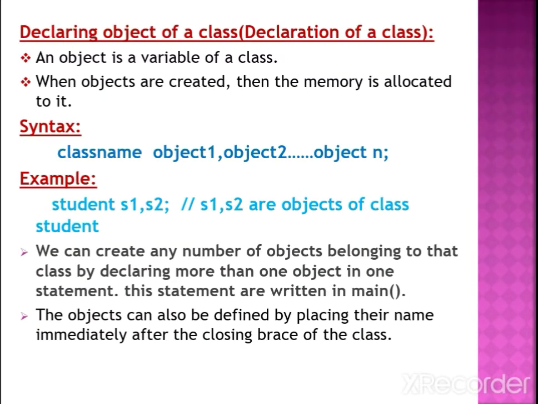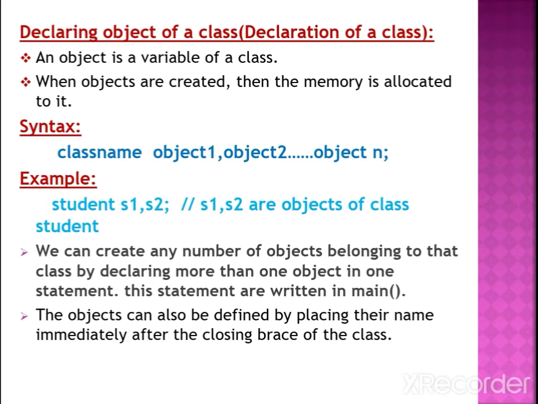How to declare an object inside a class. An object is a variable of a class. When objects are created, memory is allocated to them. Syntax: class name, that is the name of the class, object 1, object 2, up to object n. These are objects. We can create any number of objects belonging to that class.